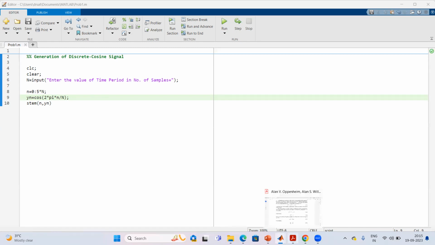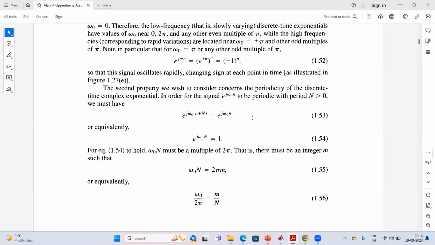Let's see if we are having any discrete exponential signals. Let us suppose we have a discrete exponential signal, which is defined by this expression e to the power j omega n, and if this signal is to be periodic with the number of samples equal to capital N, then this mathematical relationship has to be followed. It should be e to the power j omega naught in bracket (n plus capital N), where capital N denotes the number of samples. It is the periodicity in terms of number of samples, and that will be equal to e to the power j omega naught n if the signal is going to be periodic. So to be periodic, this particular condition should be followed.